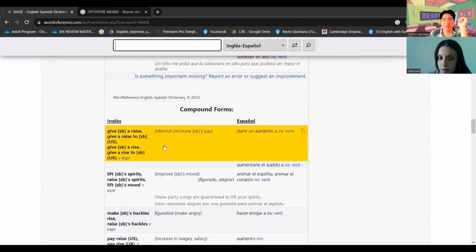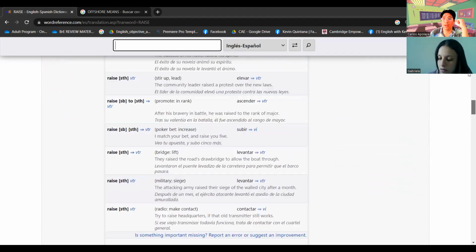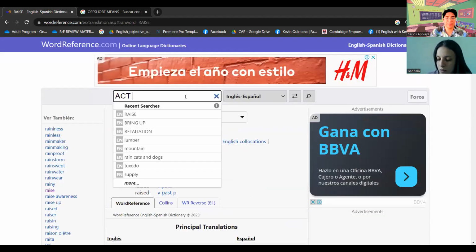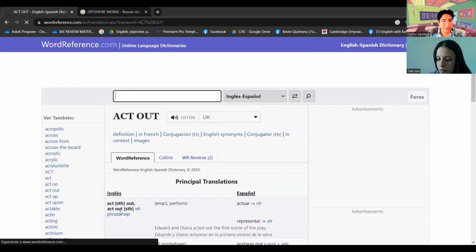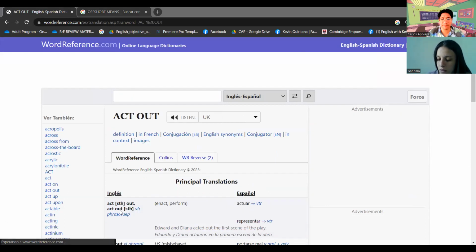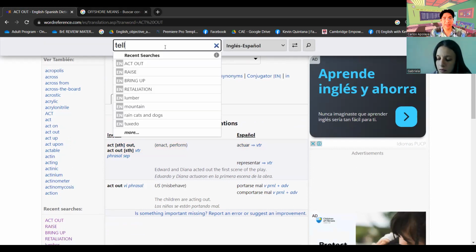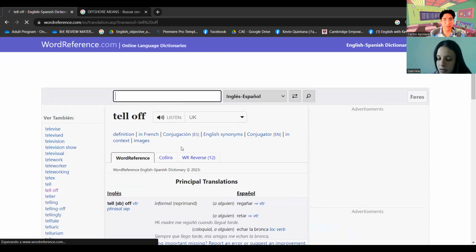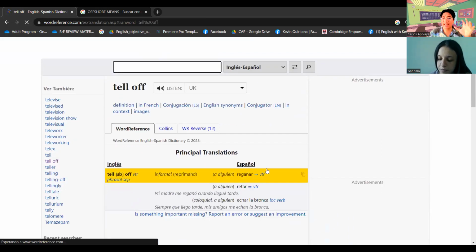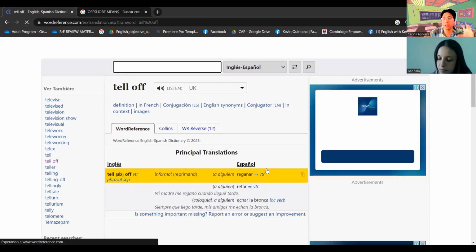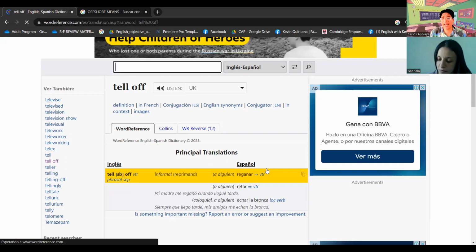Raise. ¿Ok? Sí. Otra cosa que también debes aprender es el verbo act out. ¿Qué significa act out? A portarse mal, ¿era eso? Los bebés. Yes. When my son acts out, ¿cómo se dice regañar? Tell off. Tell somebody off. Regañar. Tienes que ir familiarizándote con estos verbos que se usan a diario con los hijos, ¿no? Regañar, portarse mal, ¿ok? Criar, educar.